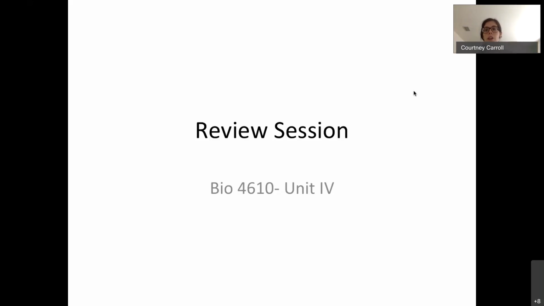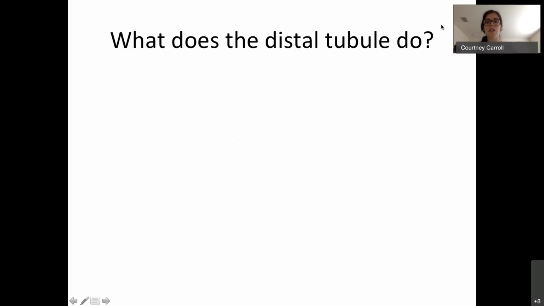Okay, so Unit 4, renal physiology here. I got not a ton of questions, so I'm just going to go through the ones I have. If you feel like I didn't answer your question, you can chat it, or you can also shoot me an email at the end, and I'll answer it that way as well. These I felt were the most pertinent of the questions that I had gotten. So the first question is, what does the distal tubule do? So we went through and we talked about the parts of the nephron, right?